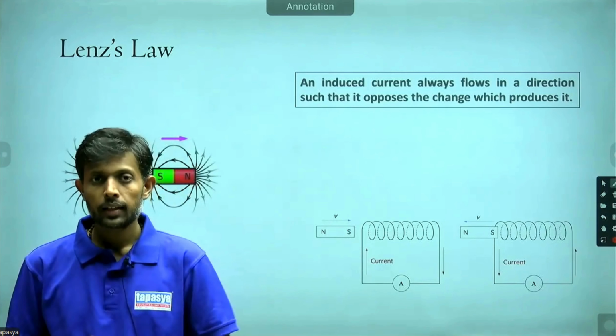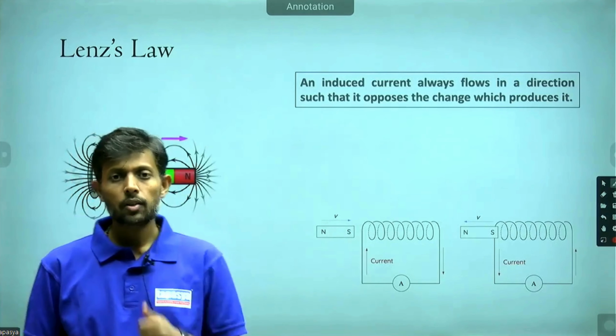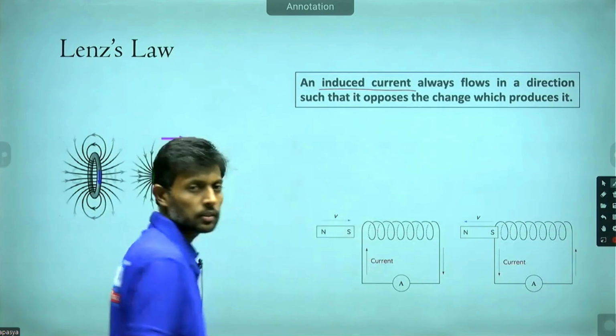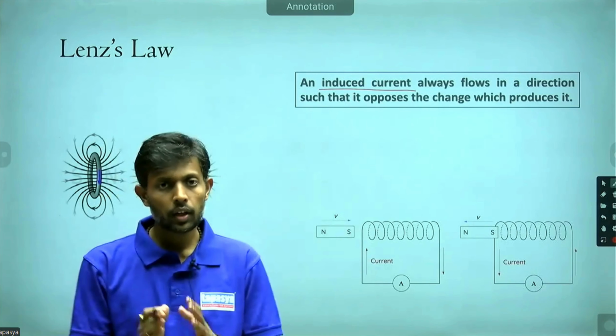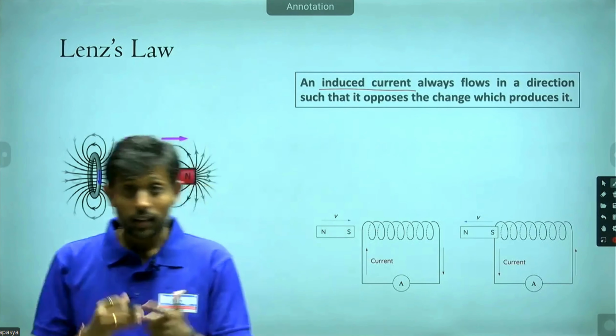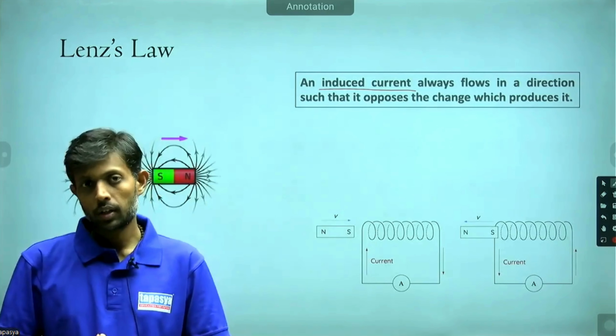Hello everyone. In this video, we are going to see Lenz's law. Now, Lenz's law helps us predict the direction of induced current, or you can say the direction of induced magnetic field in a conductor. Now, when is a current induced in a conductor? When is a magnetic field induced in a conductor?